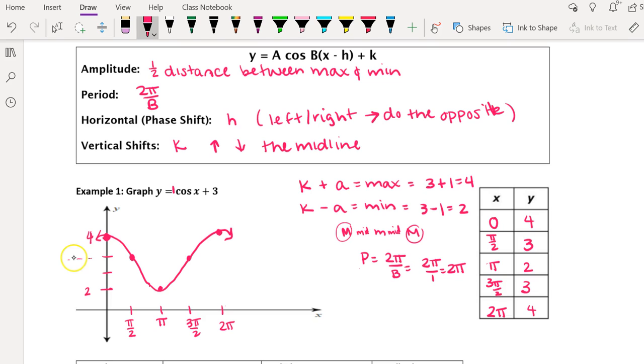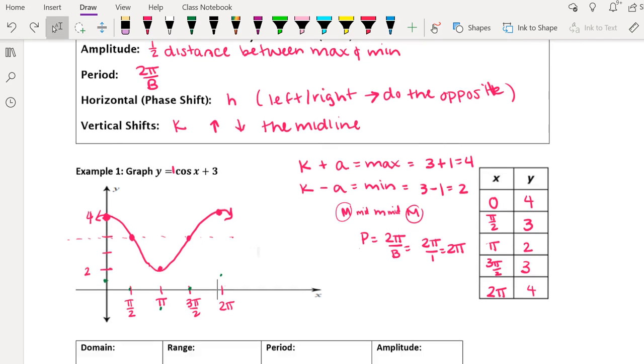So my midline is the value of the k value. Your original function started down here at 1, and it went 1, 2, 1. It looked like this. Okay, so we essentially just shifted it down. Okay. All right, so let's take a look at another one.